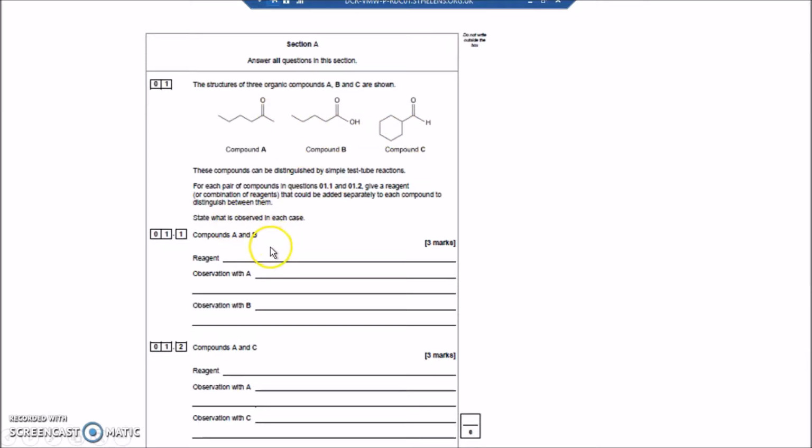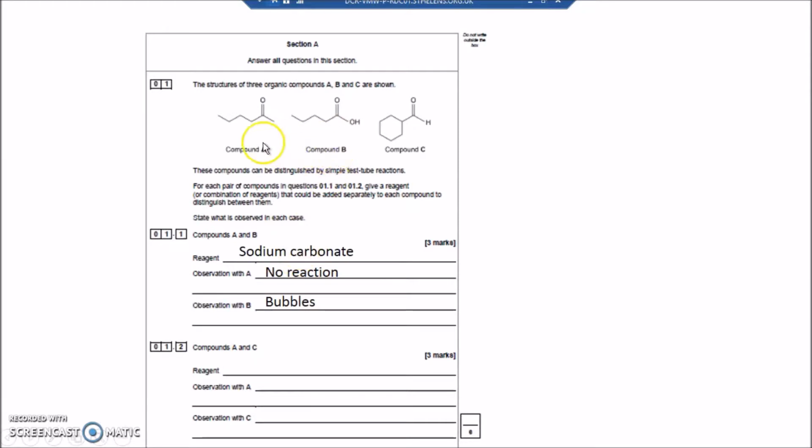Now I've got to distinguish between them. So how do I distinguish between A and B, a ketone and a carboxylic acid? The easiest way is to test for a carboxylic acid by adding something like sodium carbonate. Observation with a ketone, no change, no reaction. Observation with B is that I'm going to get bubbles.